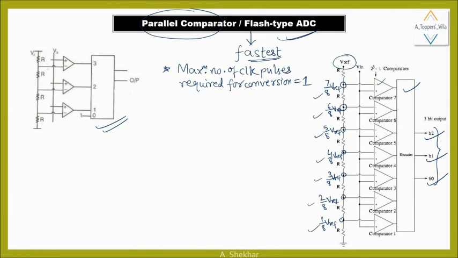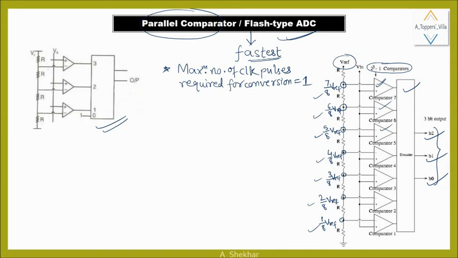And here this is a 3-bit flash type ADC. So 2 raised to power 3 minus 1 comparators are required. Means this many comparators are required just for 3-bit conversion. So this is a drawback of this flash ADC, that just for the 3-bit conversion, the number of comparators required is very large. So that is the drawback.